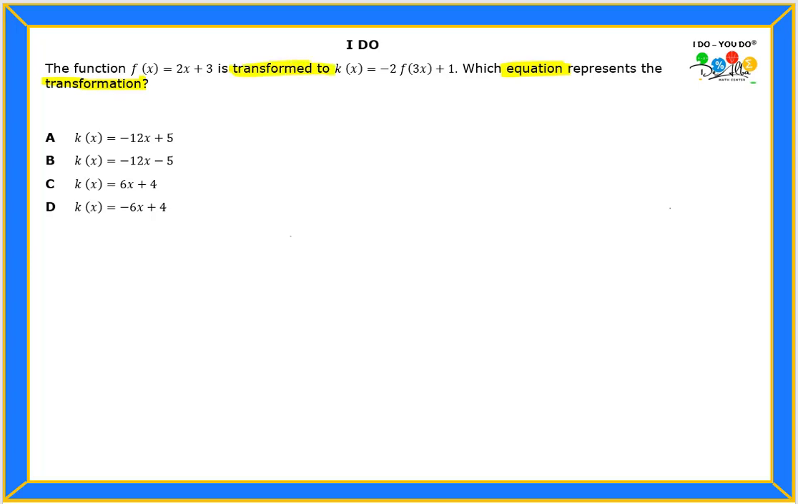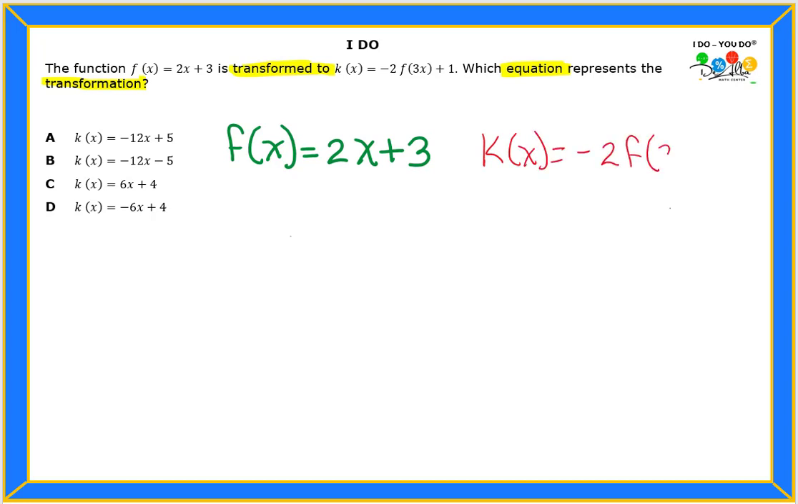Okay, so let's start with what's given to us. It's very important that I know my f of x. So this is my f of x, and that is equal to 2x plus 3. Now my transformation, the one that is going to happen, I can write it down over here, and that is negative 2 f of 3x plus 1.